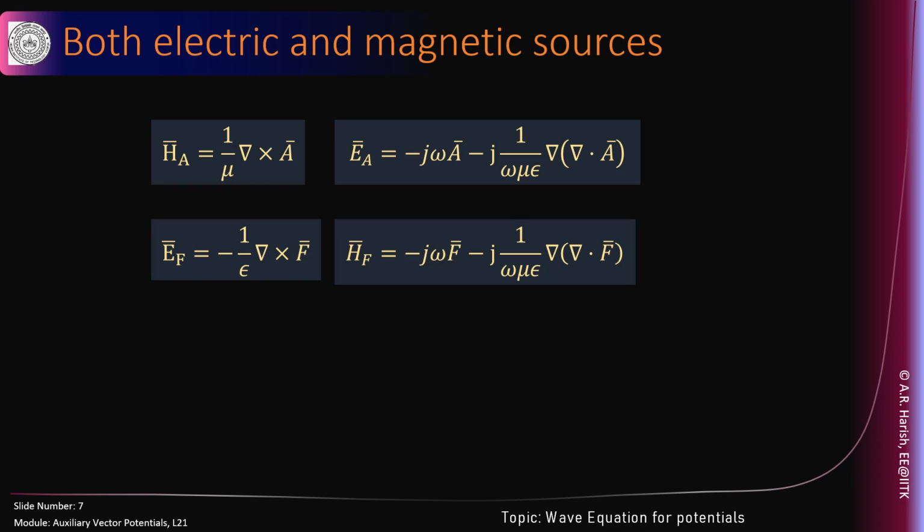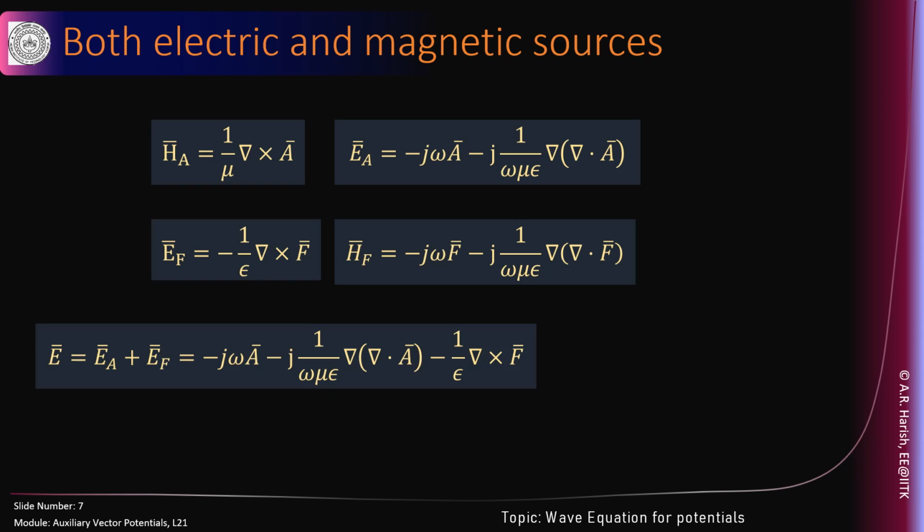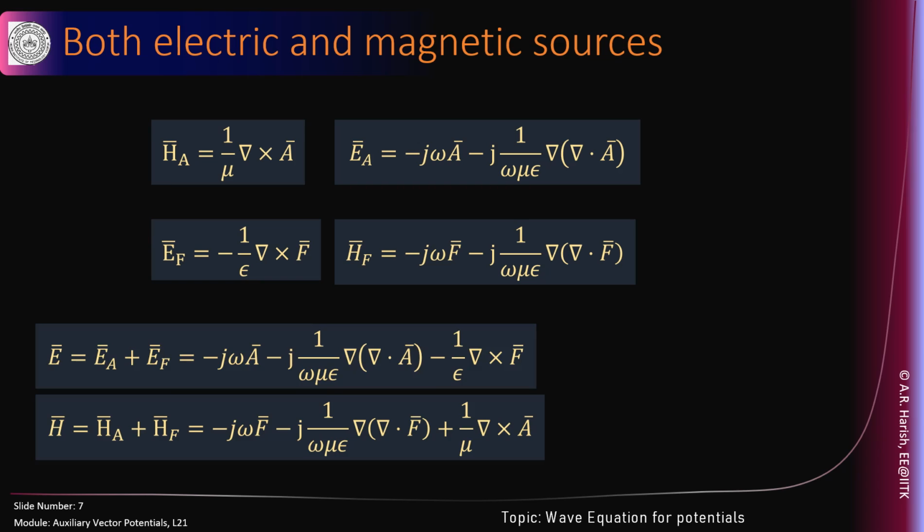When you have both electric and magnetic sources, we can compute H_A, E_A and E_F, H_F in terms of A and F, and the total field will be the sum of these two. E is E_A plus E_F and H is H_A plus H_F. I don't even want to recite this long equation, and I don't expect you to remember it, but I would like you to know that such a result exists. Here A and F are the solutions of the inhomogeneous vector wave equations shown here.